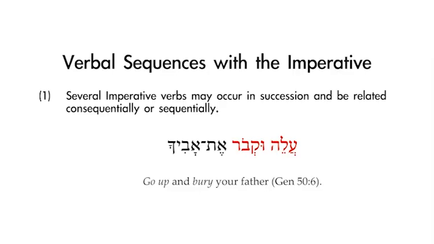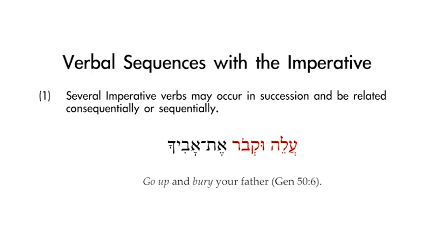Now we will consider some verbal sequences with the imperative. It's here where we get into some syntax, or how the imperative is used in context. We'll have three basic uses. First, several imperative verbs may occur in succession and are related consequentially or sequentially. So in our first example here, ale ukavor eth avicha.